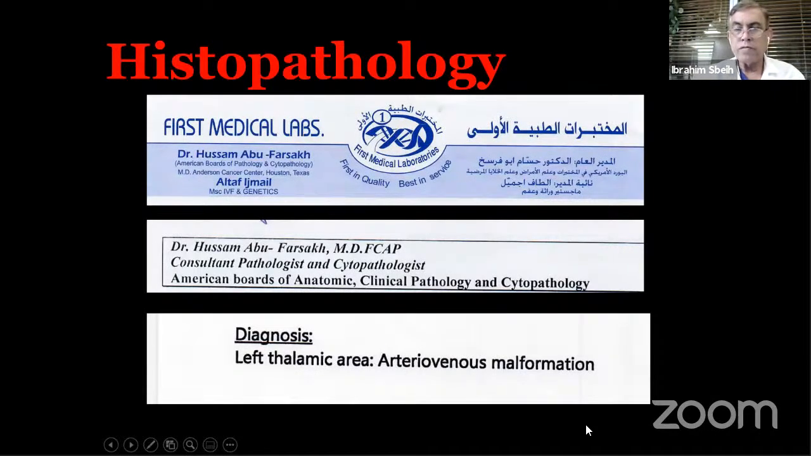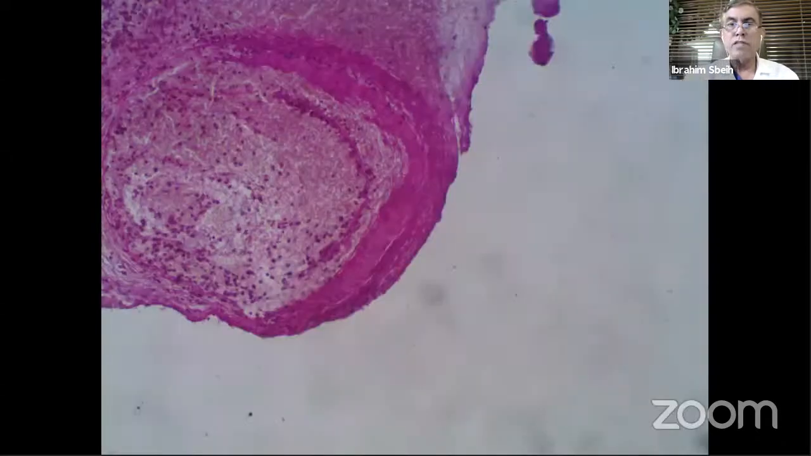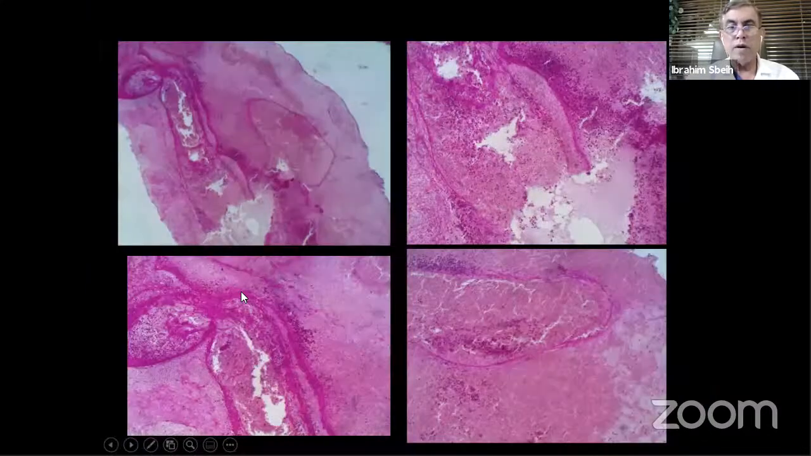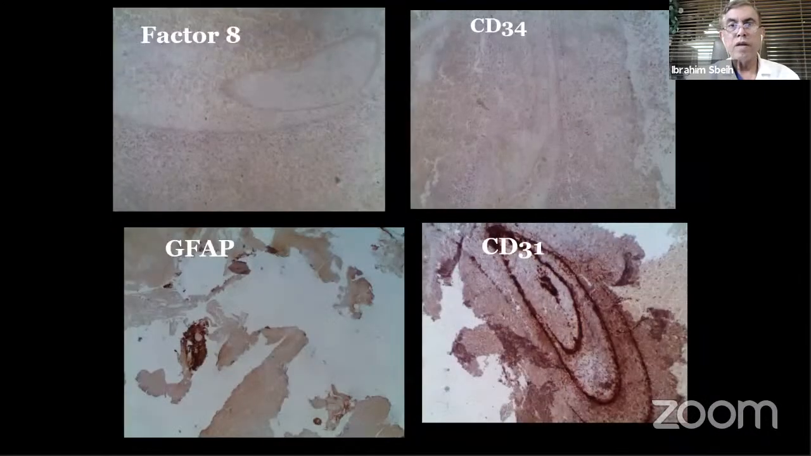Arteriovenous malformation. Why did we not see it on the angiogram? Because in many cases we have seen this: you do an angiography and you don't see it, simply because, in theory, the AVM has ruptured and destroyed itself, as it were. This is the histology from Dr. Farsakh, and he can show you these abnormal blood vessels that are rupturing here. They are ruptured, abnormal, dilated, tortuous blood vessels, and here is the immunostaining of the blood vessel wall.